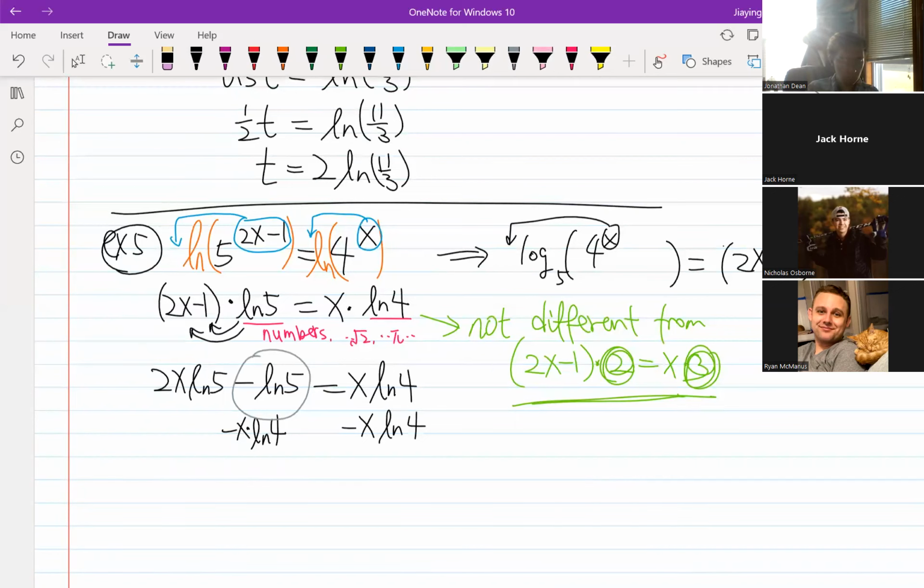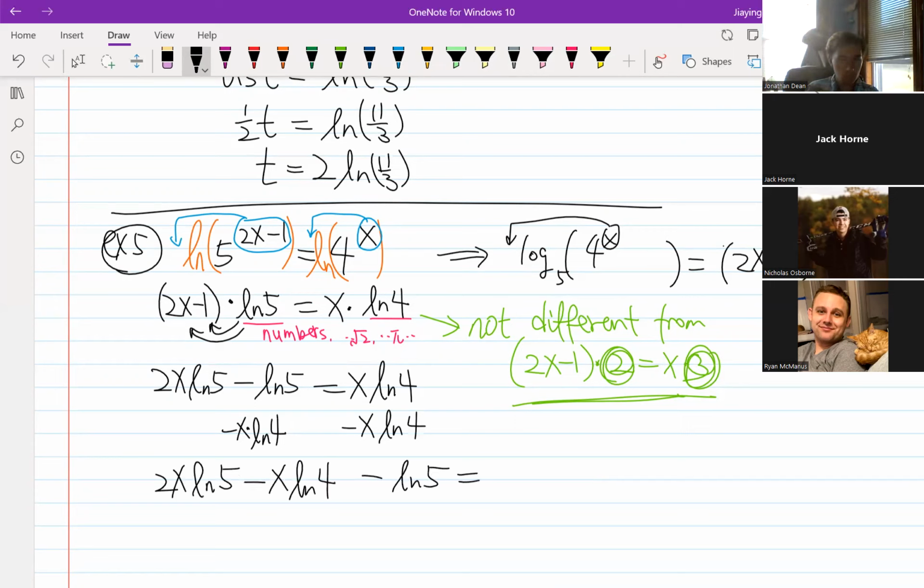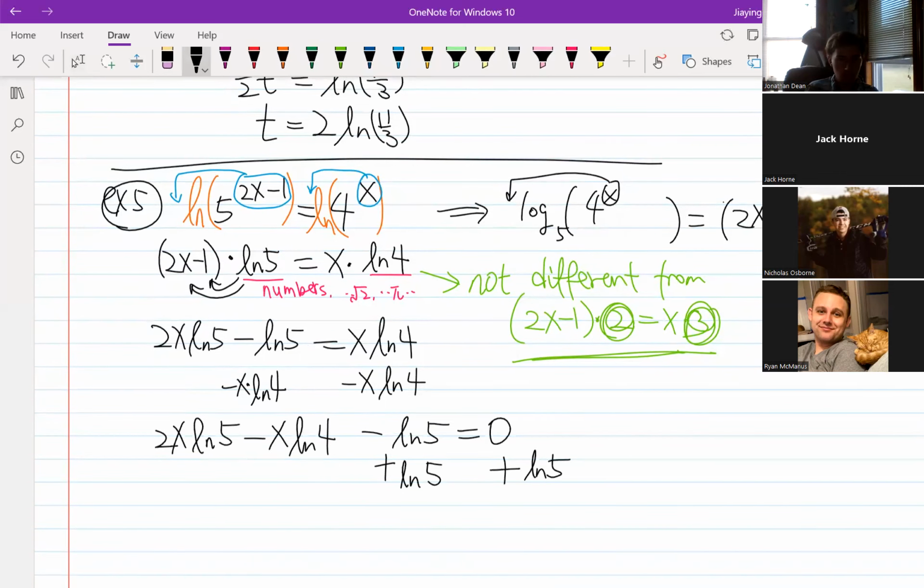You know what? Let me take 2 steps. All right. So first of all, move the x natural log of 4 to the left. So I get 2x natural log of 5 minus x natural log of 4 minus natural log of 5 equals 0. And now I'm going to plus natural log of 5 on both sides. So I have x terms on the left. So I get 2x natural log of 5 minus x natural log of 4 equals natural log of 5 on the right side.